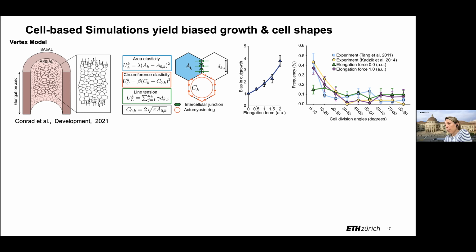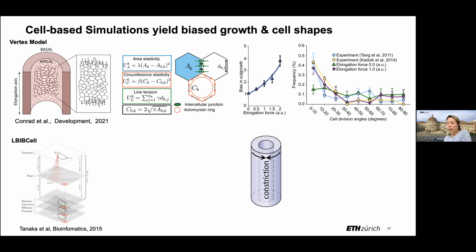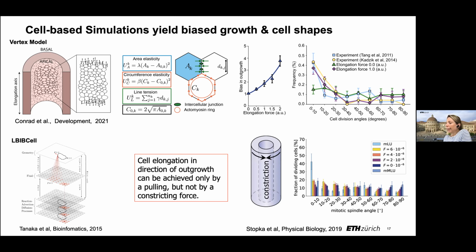And that comes into play when you do the opposite. Instead of pulling on the tissue, we can also constrict the tissue. When we simulate that, this time with a different software, we used our own software, LBIbCell, you can still get that bias in outgrowth, but you no longer get this bias in cell shape.